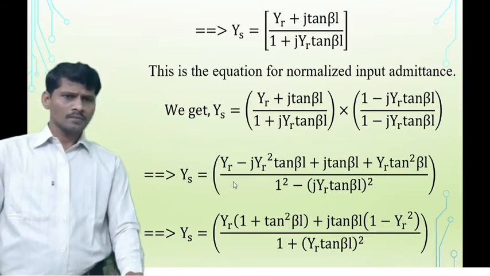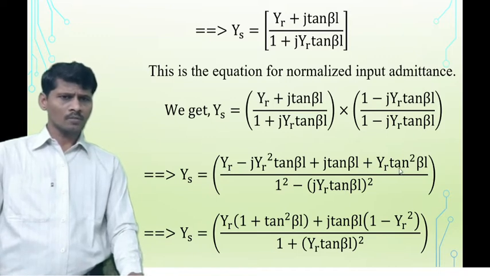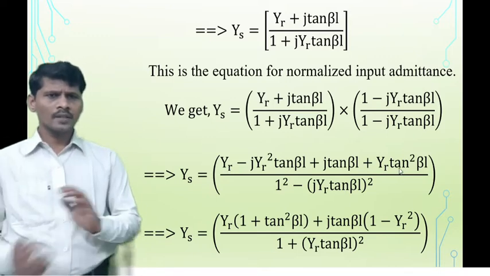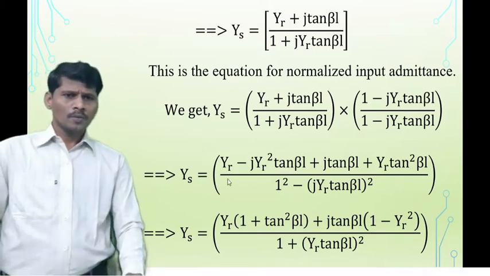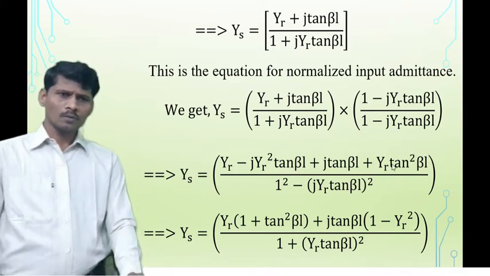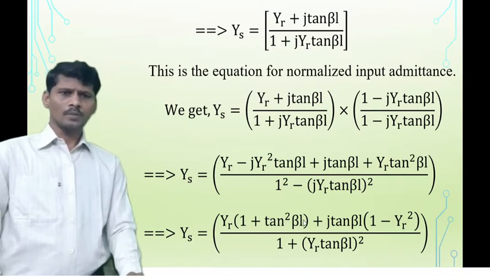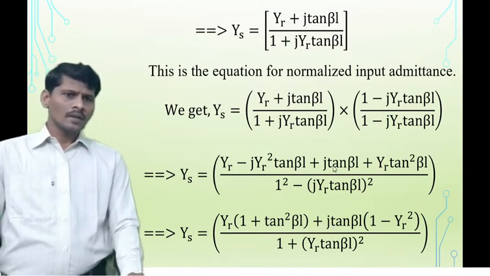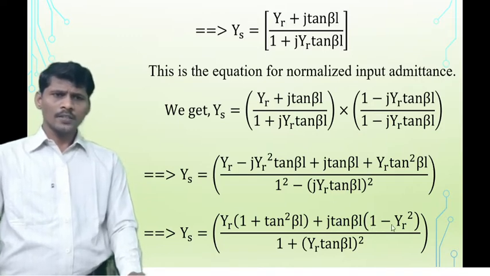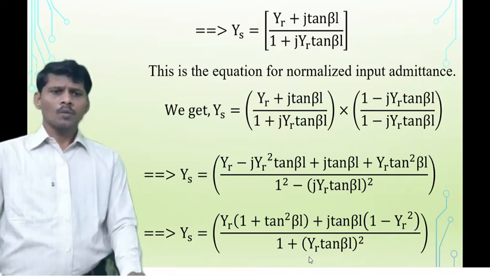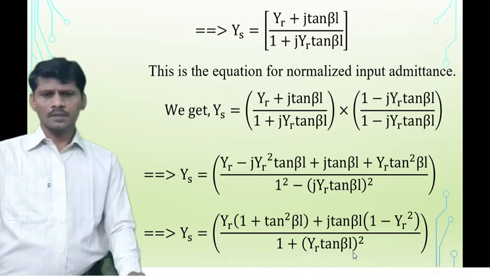Now here, in this term, yr is common, and we separately arrange the real and imaginary parts. In the numerator, taking the first term and fourth term, the common yr into (1 plus tan square beta l), plus j times the second term and third term, taking the common j tan beta l into (1 minus yr square), all by (1 plus yr square tan square beta l).